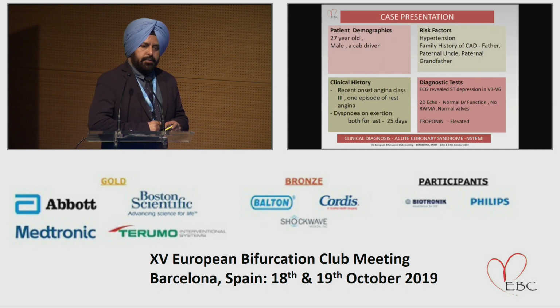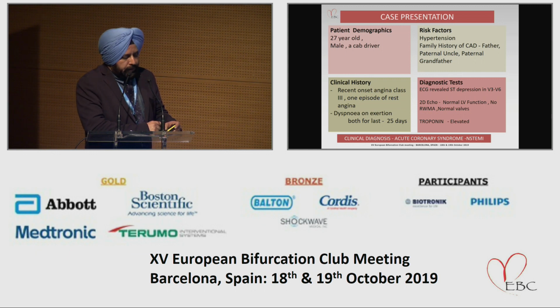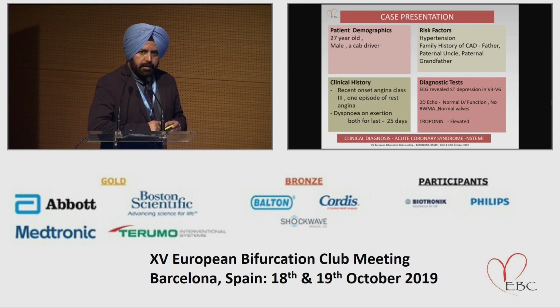My case is a 27-year-old male. Of course, it's a premature CAD, who is a cab driver by occupation. His clinical history includes recent onset angina class 3 for last 25 days with one episode of rest angina and dyspnea on exertion again for 25 days. So patient is basically symptomatic for last 25 days with one episode of rest angina.